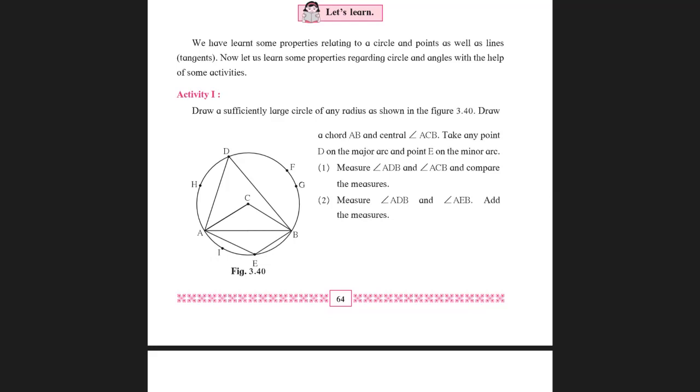So here what we have done is you have drawn a circle of a suitable radius. You have drawn a chord AB. C is the center of the circle. You have joined AC and CB, so you get a central angle, angle ACB. Take different points on the major arc, H, D, F, G. Join ADB. Now take a point E on the minor arc, join AE and EB. Consider one more point I in the minor arc. Now these are the things which you have done, which is shown in the figure.